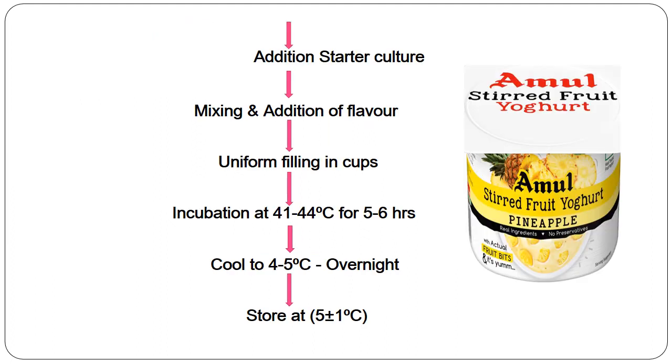Now at this stage the starter culture is added, that is the specific culture we have mentioned. It is about 2% in case of diluted culture. Otherwise, if it is dried culture, it has to be decided as per the manufacturer's guideline. Then mixing and addition of flavor, then uniform filling in cups, and then incubation at 41 to 44 degrees Celsius for 5 to 6 hours.